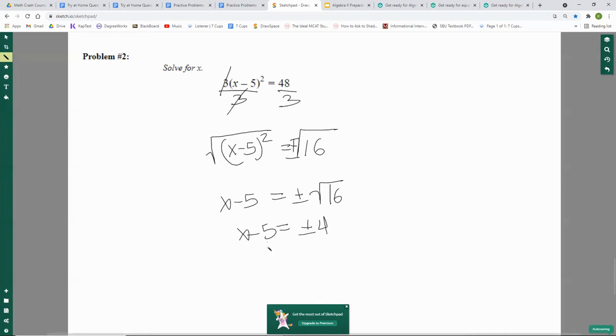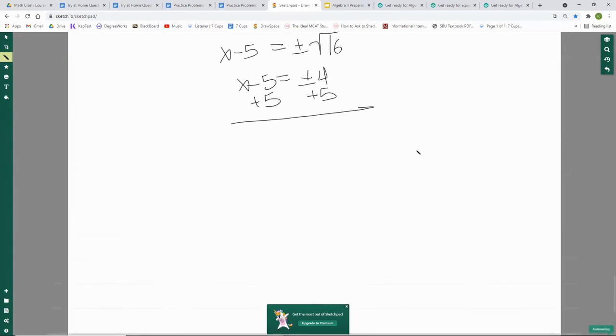We still haven't isolated x completely, so how can we do that? We can add 5 to the left side to get rid of this negative 5, and what we do to one side must be done to the other, so we add 5 to the other side. The 5s cancel each other out, we're left with x, and on the right we have positive 5 plus or minus 4, introduced by the radical we put on top of 16. So how does this play out?